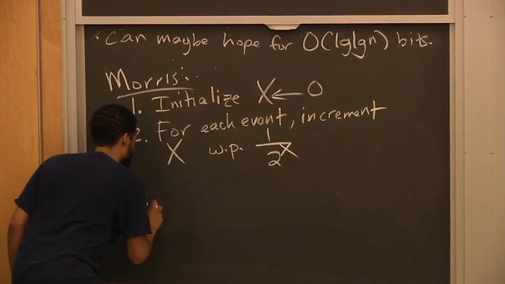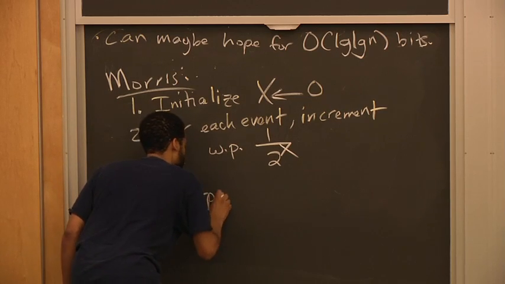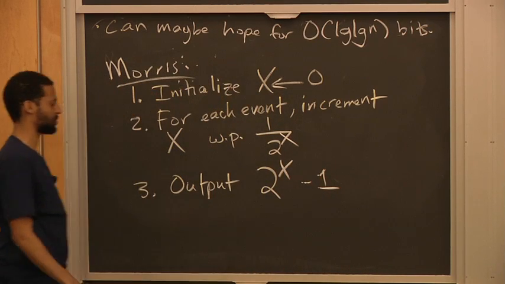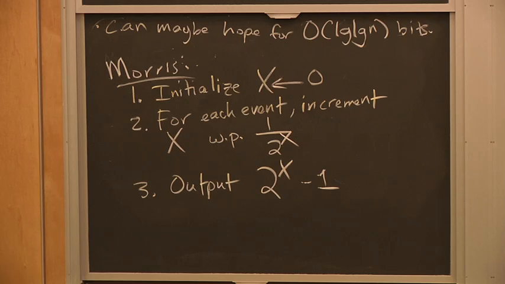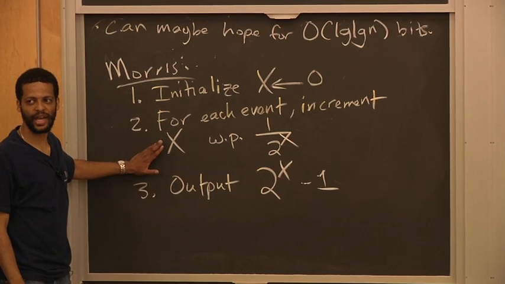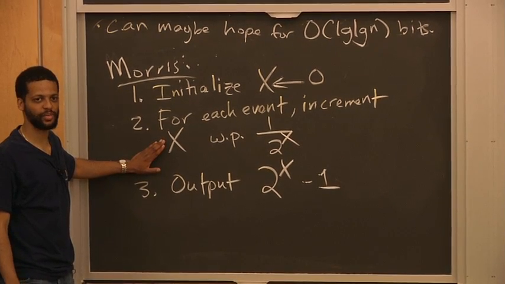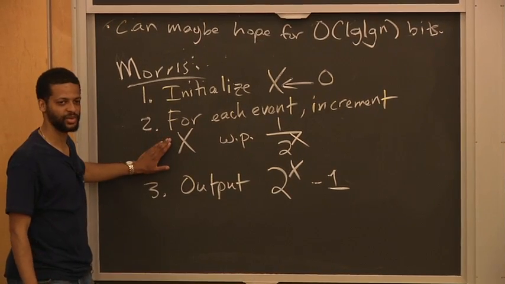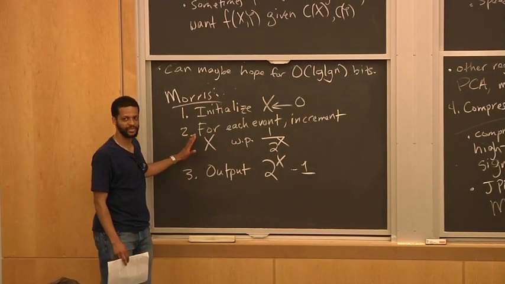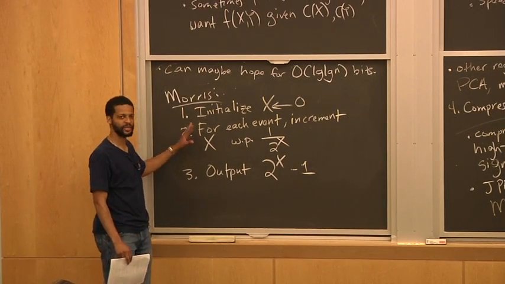And 3, output 2 to the x minus 1. Okay, so every time we have an event, we increment with a certain probability. Imagine that my computer has a perfect rand function, which gives me a perfectly random real number between 0 and 1. We'll talk a little bit about de-randomization later in the class, how you might implement such a thing.